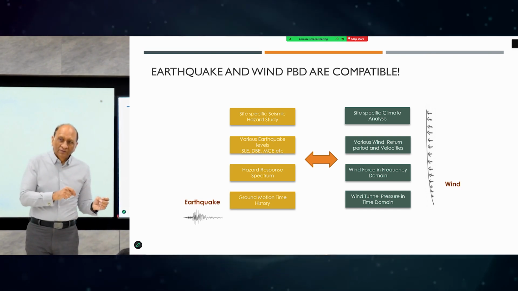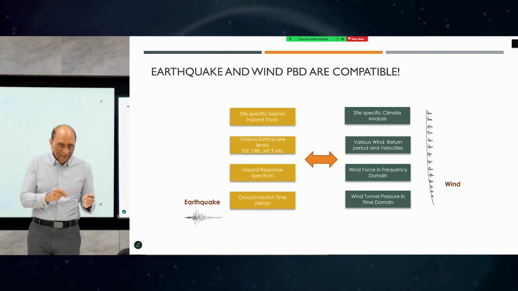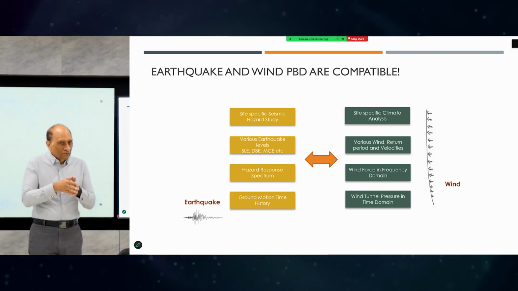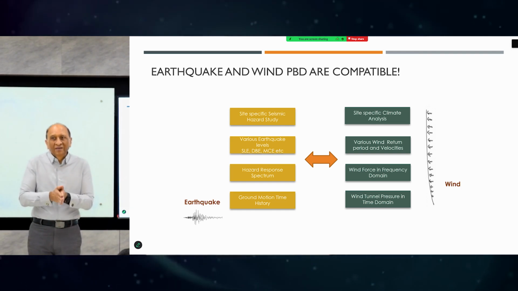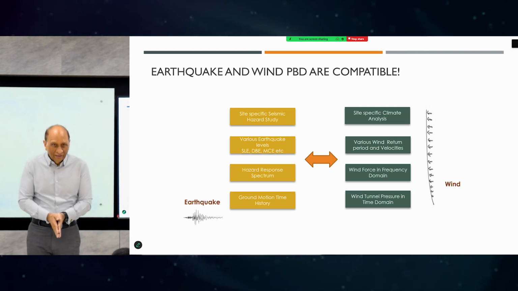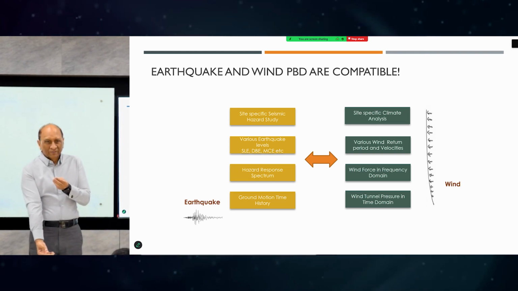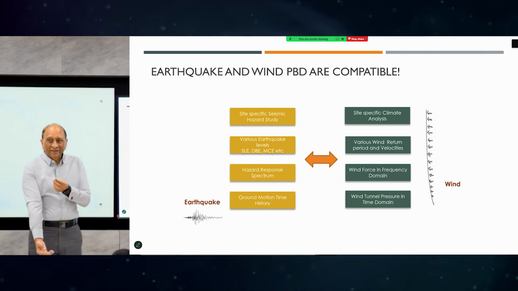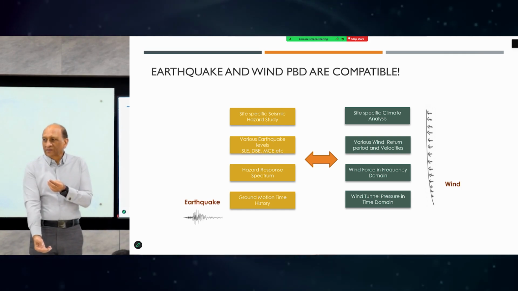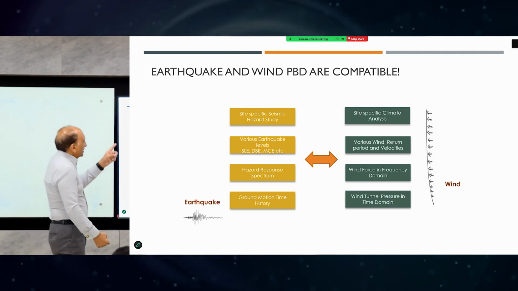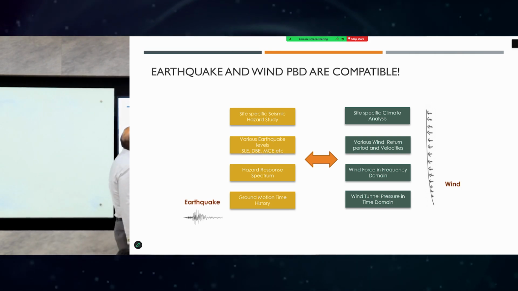So if you want to really design a tall building for earthquake, you need to do the investigation for that particular location, with that particular soil and all the layers underneath, all the way to the rock, to find out how the earthquake will reach here and how it will respond. So that's called a site-specific seismic hazard study.